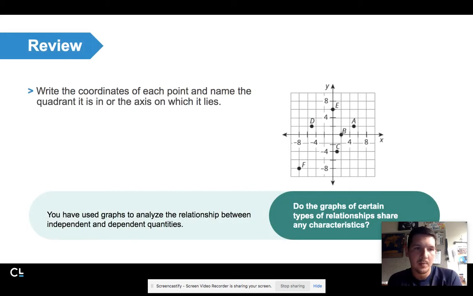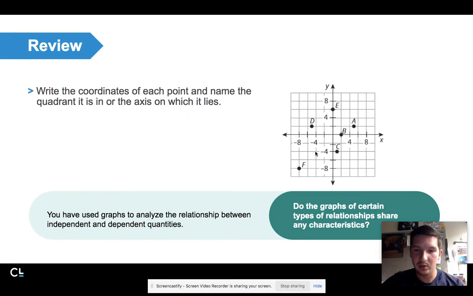So review here. It says write the coordinates of each point and the name, the coordinate or quadrant it is in, or the axis on which it lies. So I'll go ahead and pause the video, give it a shot, see if you can name the points, and then also determine on what quadrant it is. See if you can remember what that is as well. So pause it. I'm going to keep going, but make sure you pause it and try.